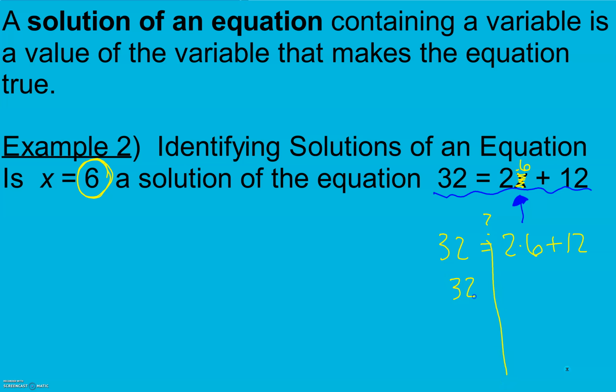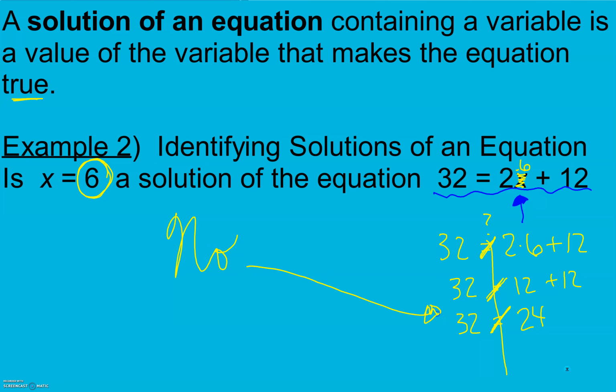My left expression is just 32, but on the right I have 2 times 6, which is 12. And now PEMDAS says I can finally add, and I get 24 equals 32. And we know that that is not true. 24 does not equal 32. So since this is false, that means 6 is not a solution. The only solutions are the ones that make the equation true. So is this a solution? No. And again, as far as your explanation, this over here works just fine for me.